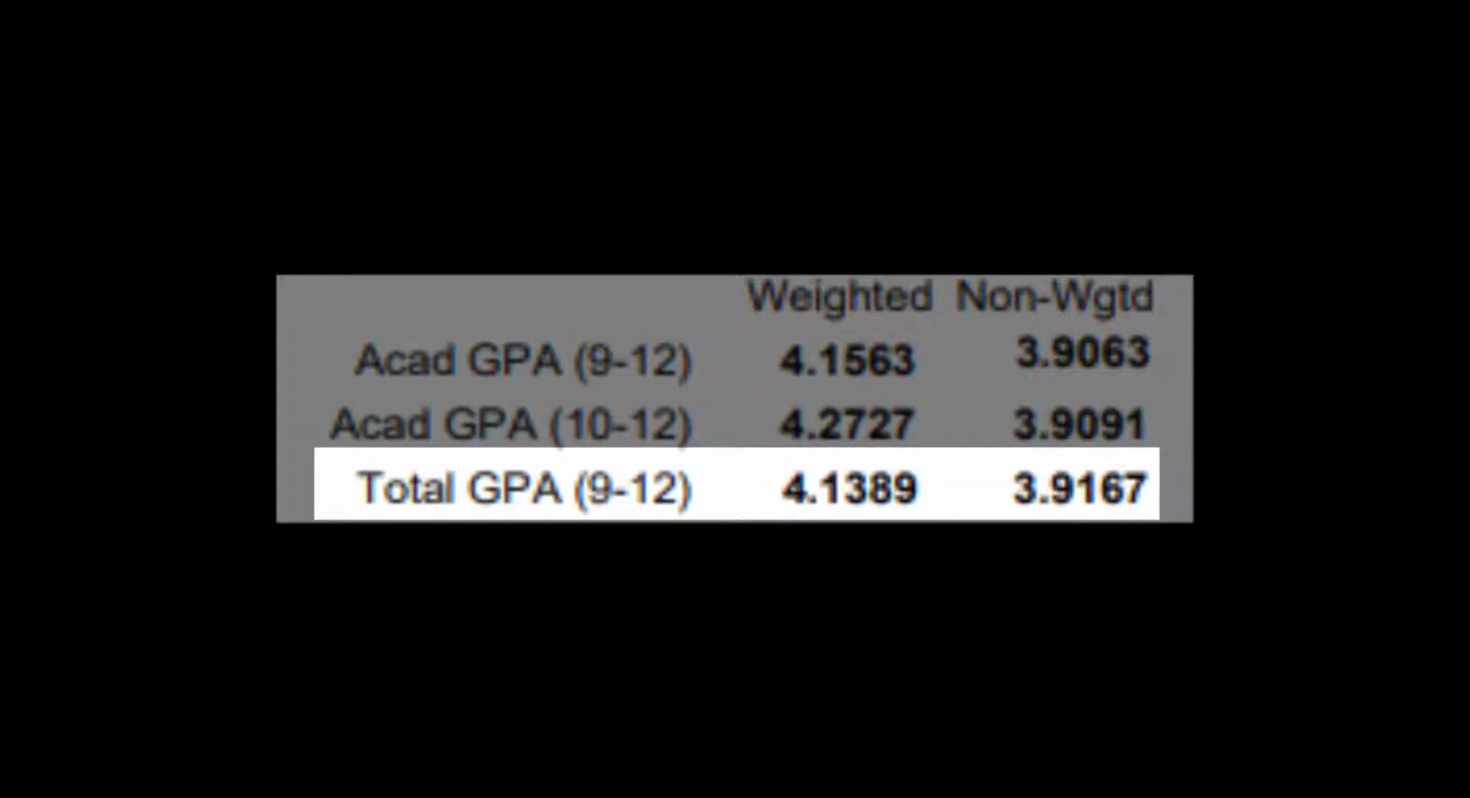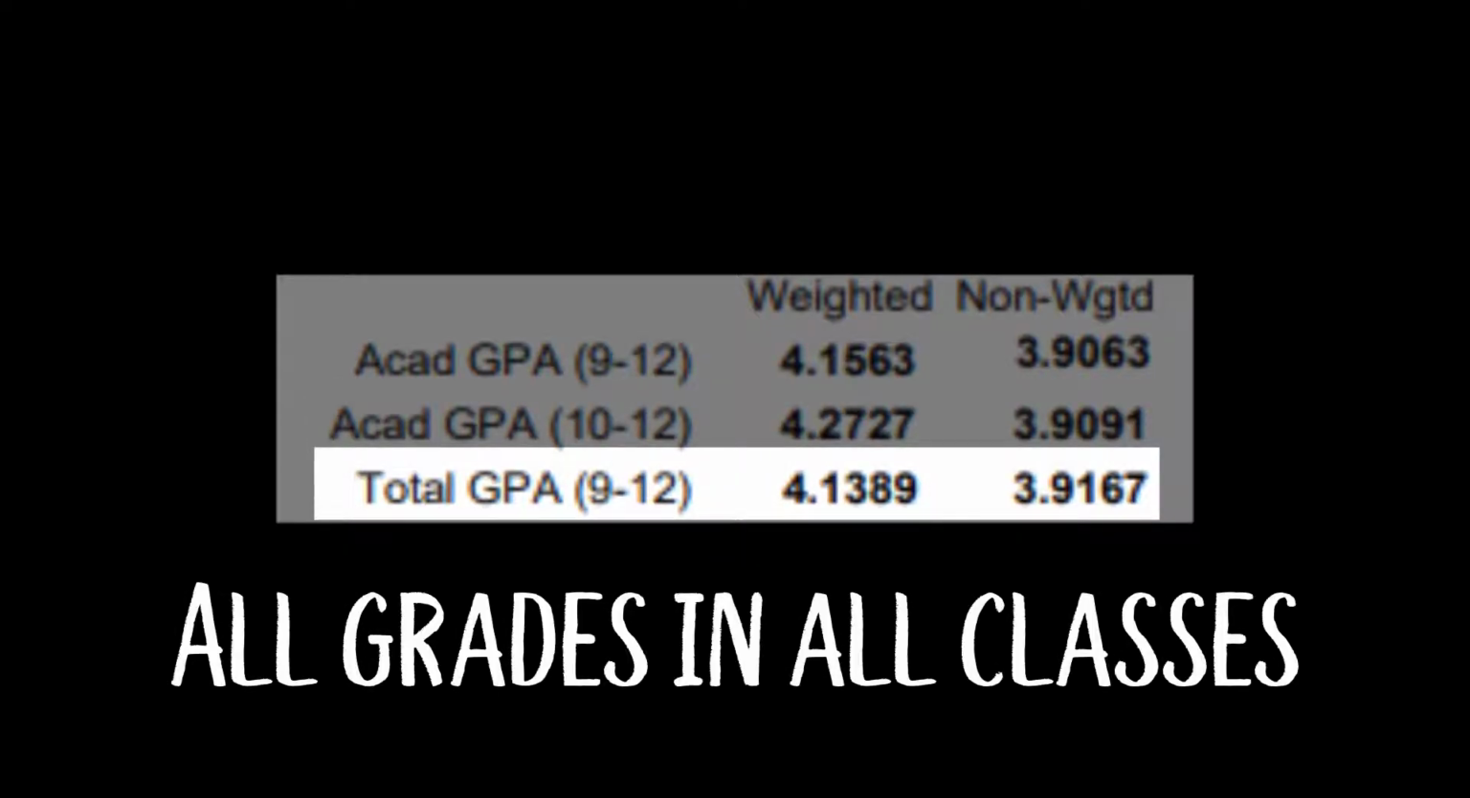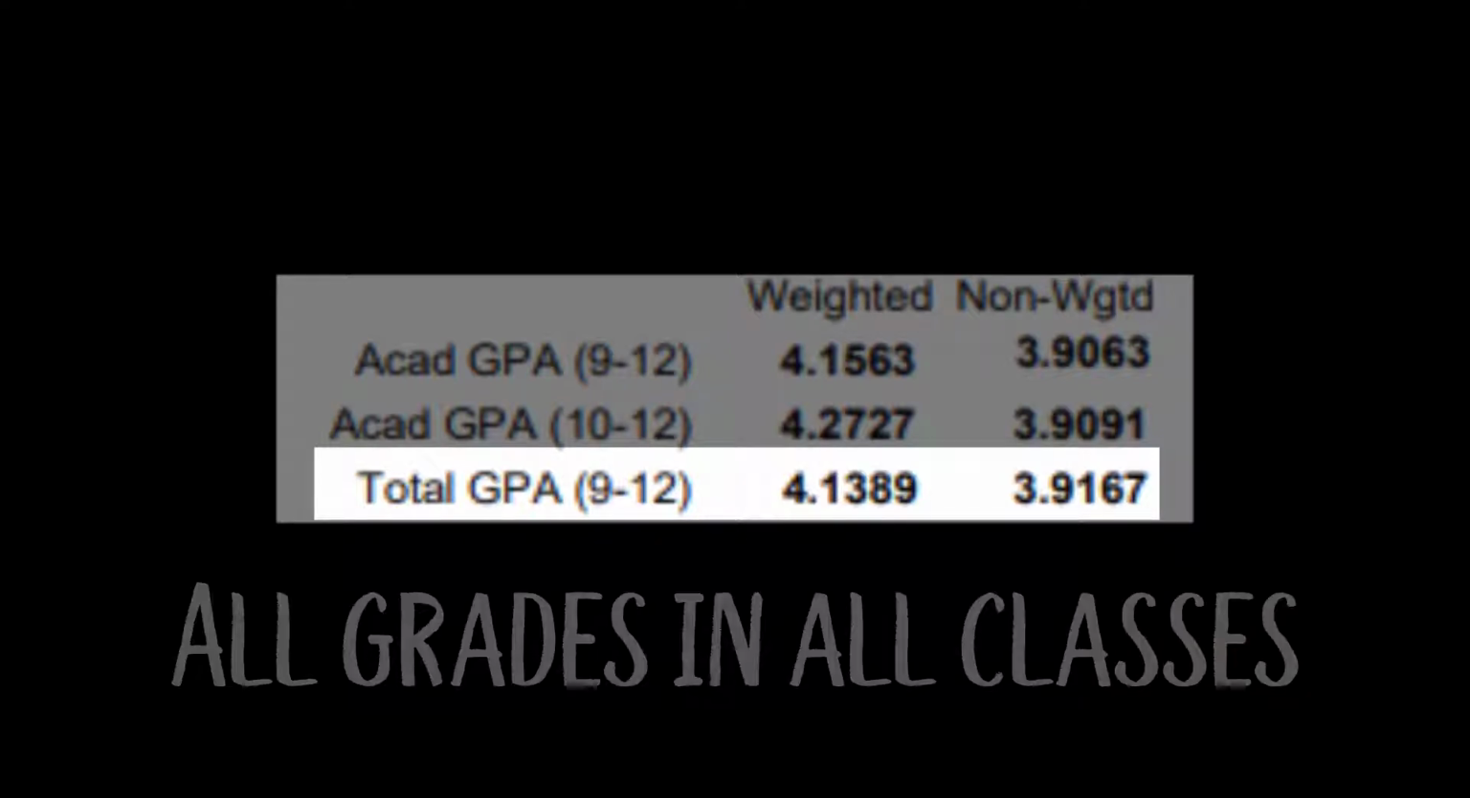The final row is your total cumulative GPA. This includes every letter grade in every grade to date. This is also looked at and is used in determining cum laude and summa cum laude for graduation.